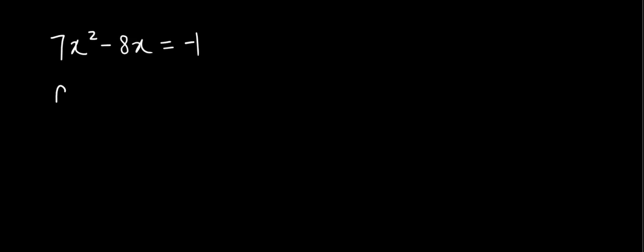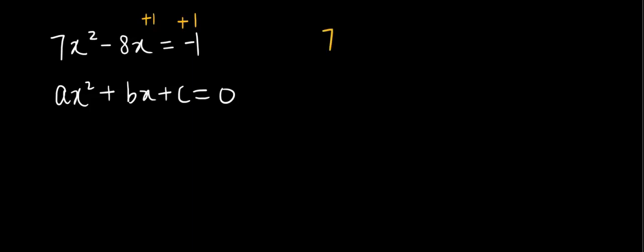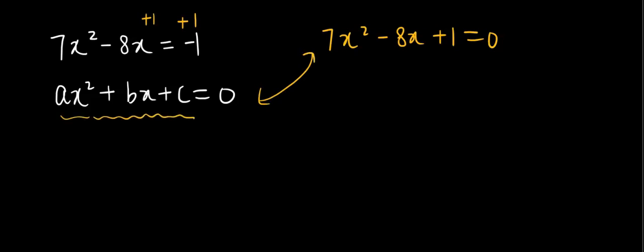First, we want to have this form, ax squared plus bx plus c equals 0. And this is not the form yet, but we can do something. We can say we're going to add 1 to each side. Then our new equation is 7x squared minus 8x plus 1 equals 0. Now you see it is ax squared plus bx plus c equals 0 form.